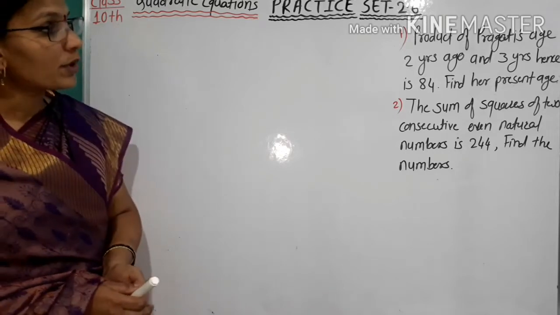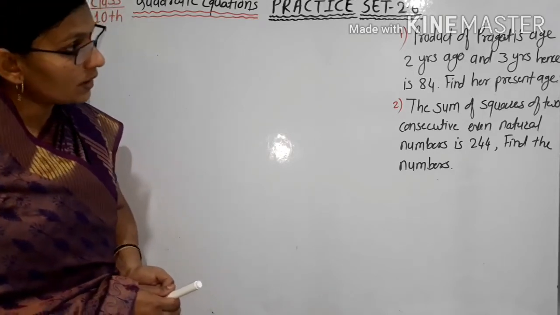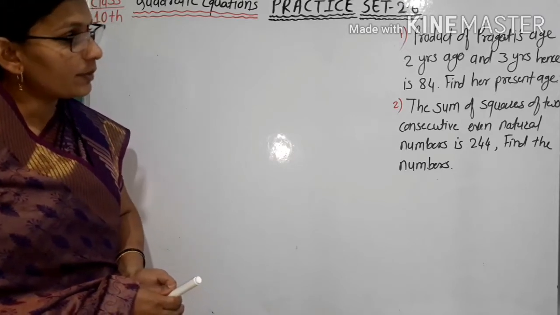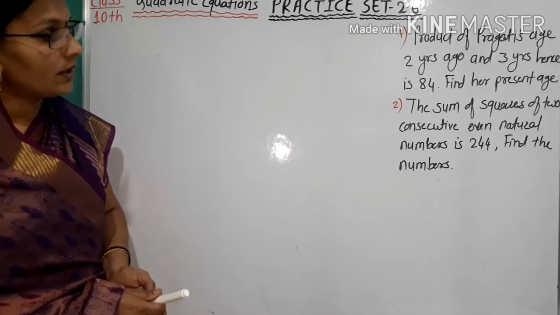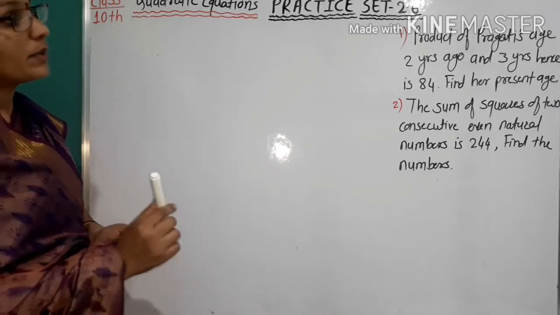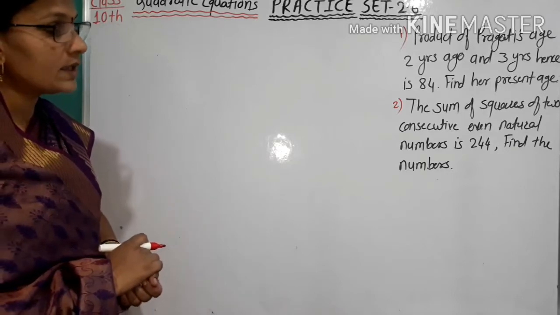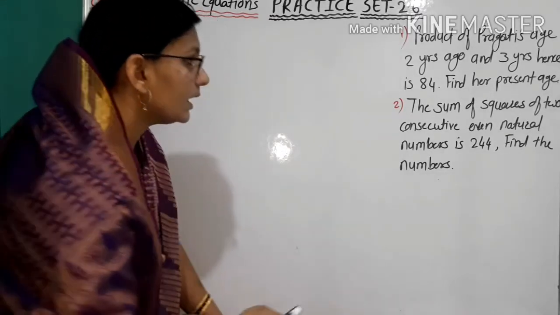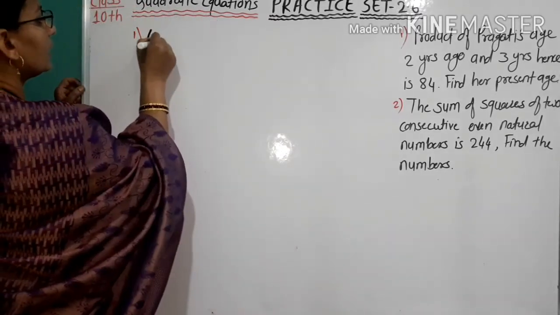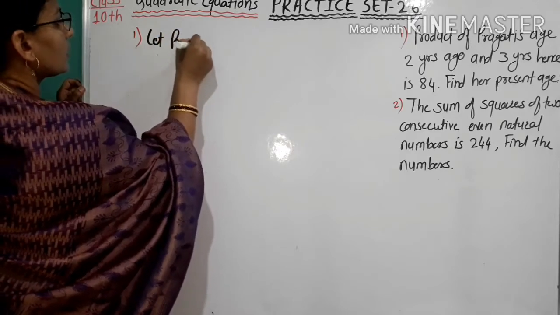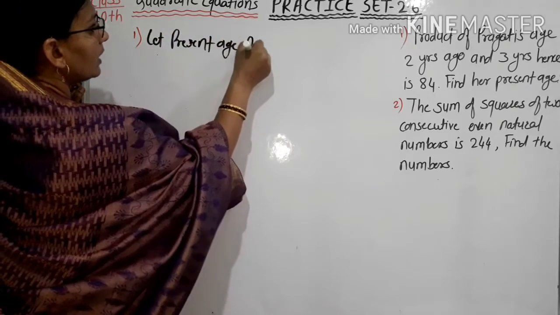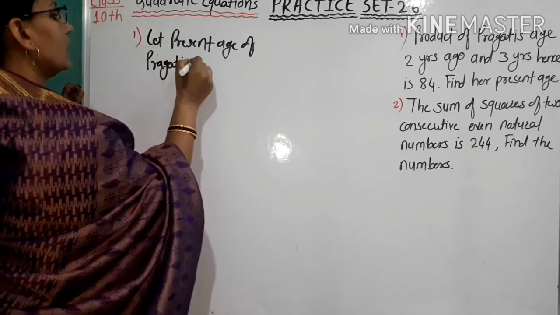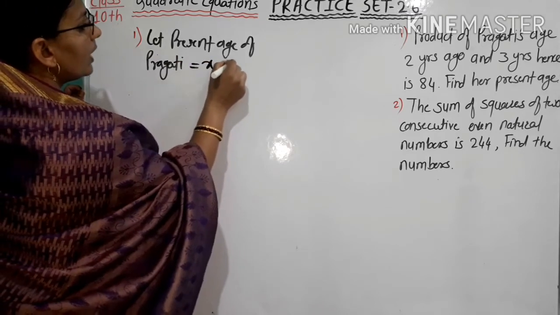Number 1: The product of Pragati's age 2 years ago and 3 years hence is 84. Find her present age. Here we have to find Pragati's present age. So consider first, let the present age of Pragati equal x years.